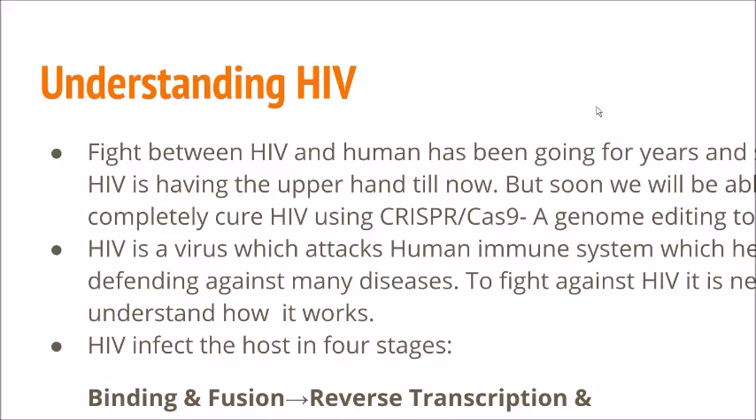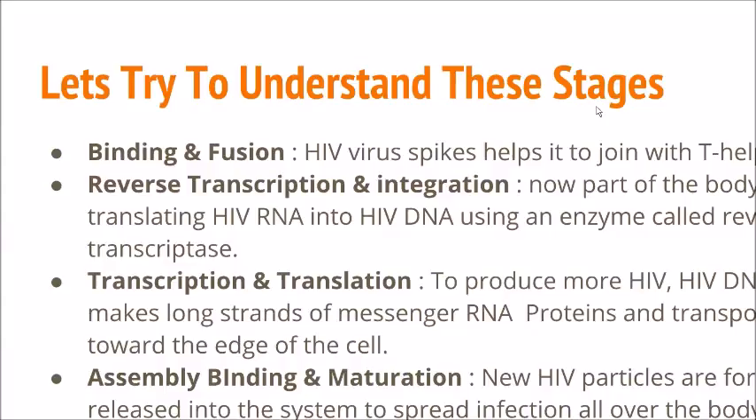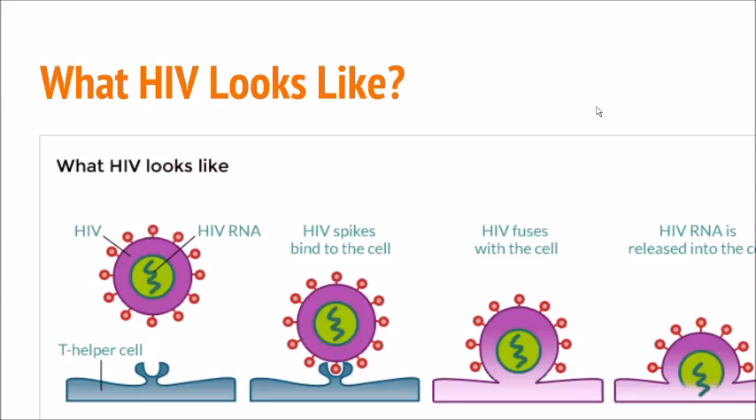Now, as the project talks about CRISPR as a cure to HIV, we will first understand how HIV works. To understand, we need to look at this working process. HIV infects the host in 4 stages. The 4 stages are as written: binding and fusion, reverse transcription and integration, transcription and translation, assembly, budding and maturation. The details are written in this slide, but we will try to understand from the figure given in the next slide.